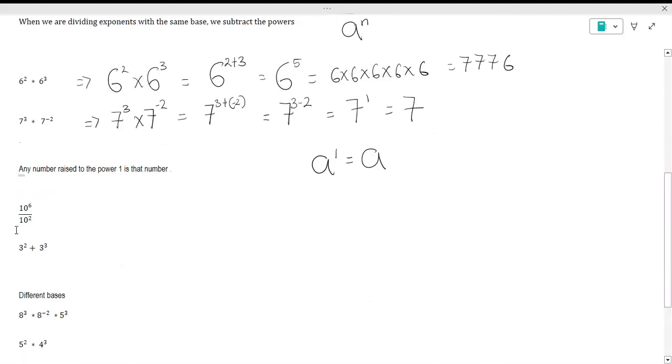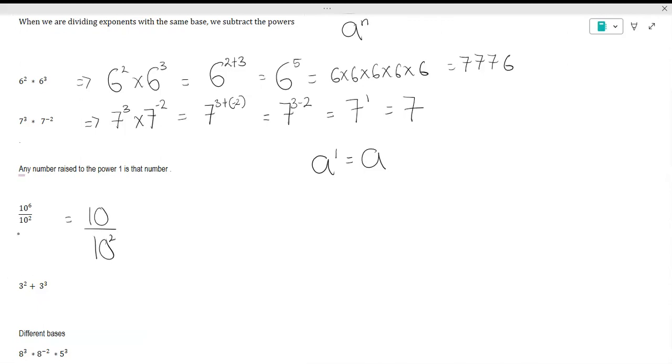Here we have 10 raised to the power 6 divided by 10 raised to the power 2. Since we're dividing, we're going to subtract the exponents. That will be 10 raised to the power 6 minus 2, and that will be 10 raised to the power 4. Now what is 10 raised to the power 4? We can just put 4 zeros: 1, 2, 3, 4, and that is 10,000. So 10 raised to the power 4 is 10,000.